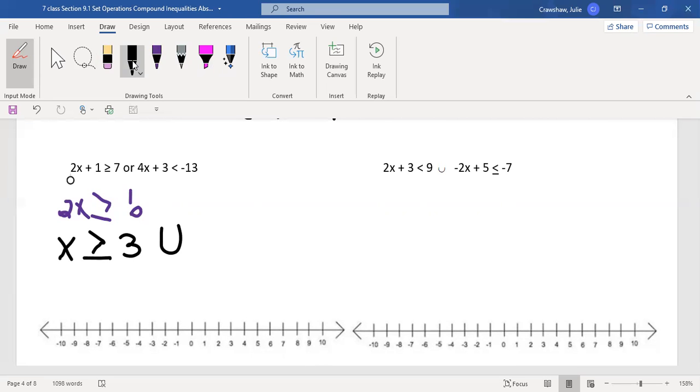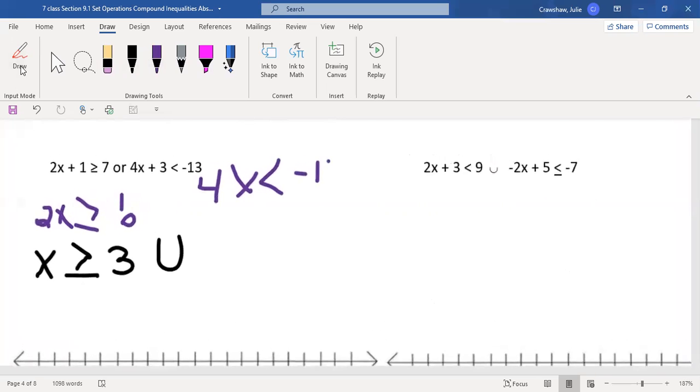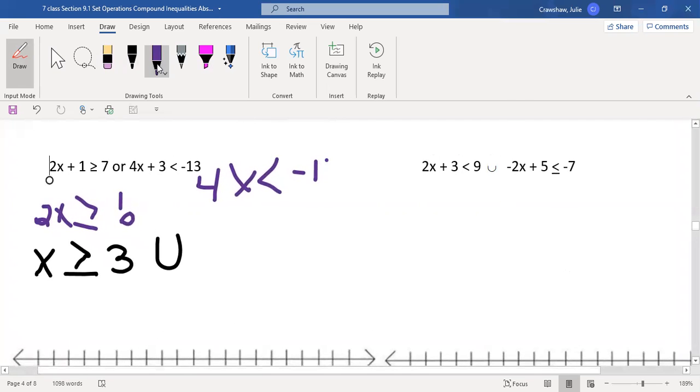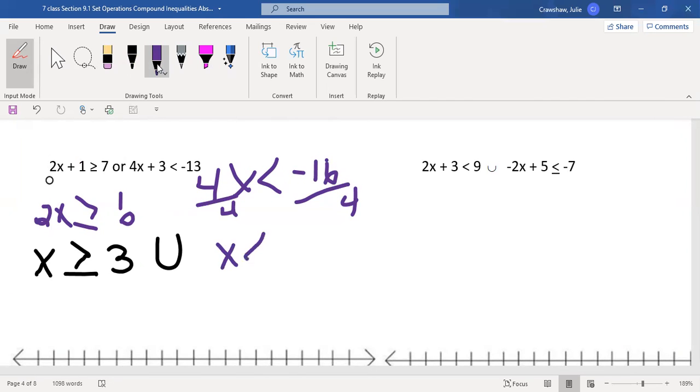On my second inequality, I'm going to subtract 3 from both sides, and I'm going to get 4x is less than -16, because -13 minus 3 would just give me more negatives, so -16. Then I'm going to divide by my 4. 4 is positive, so I don't have to flip anything, and I end up with x is less than -4.